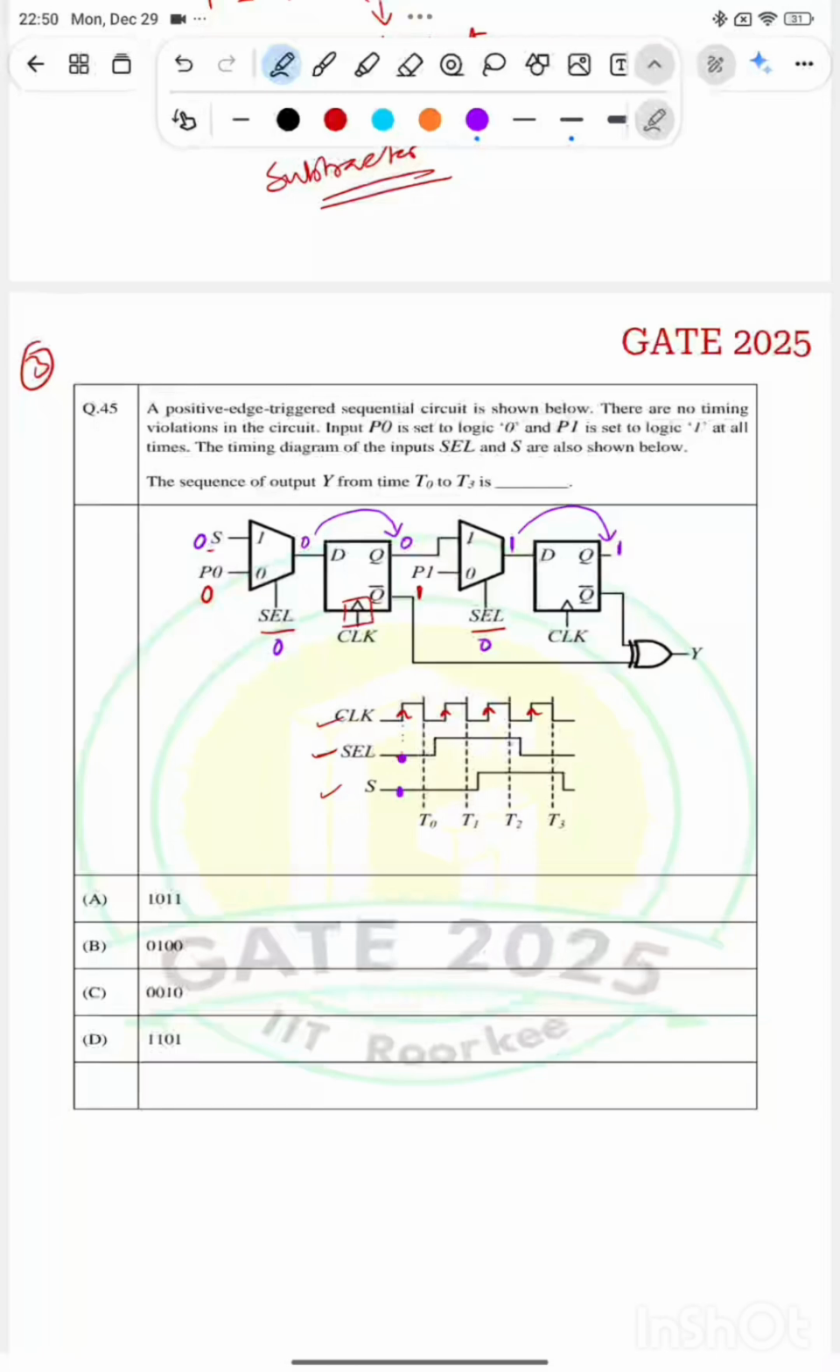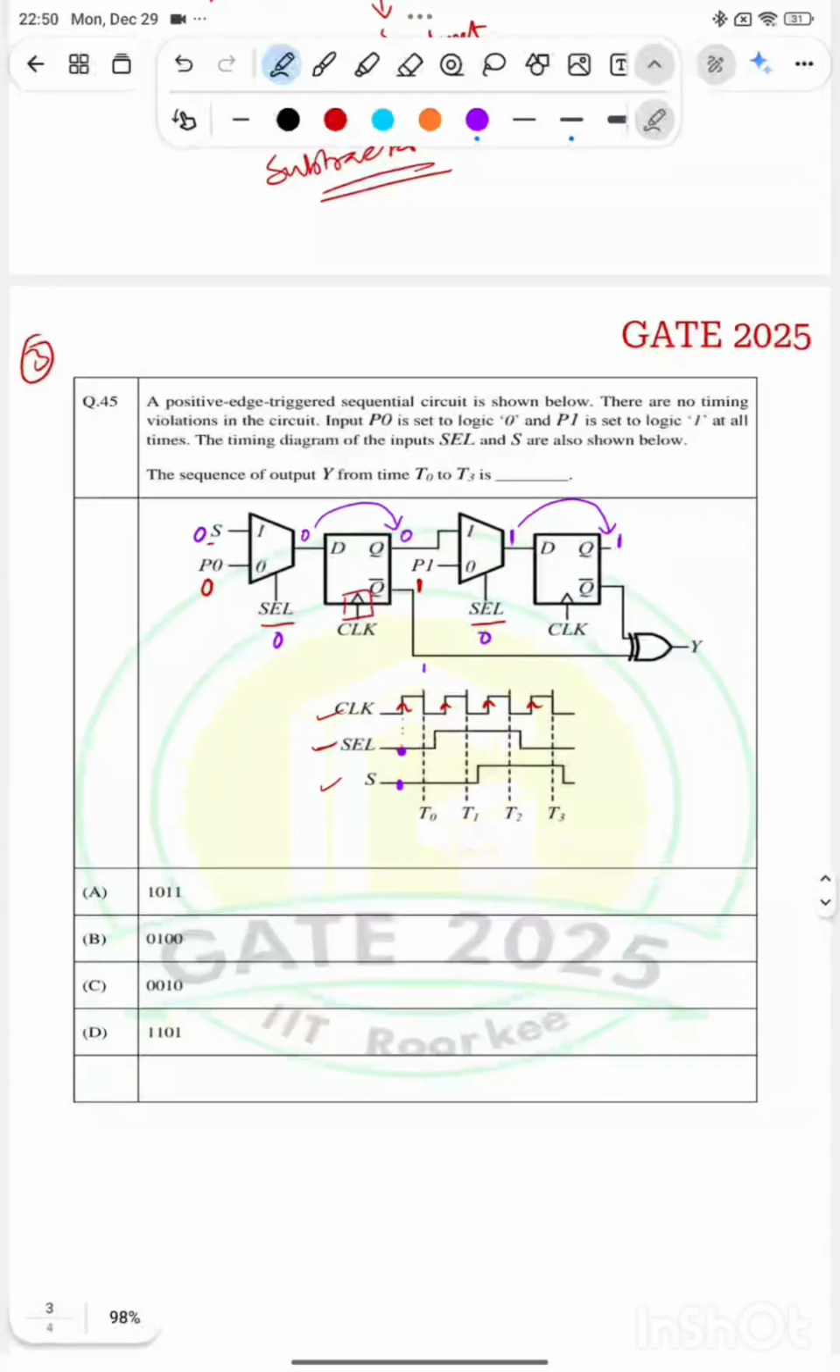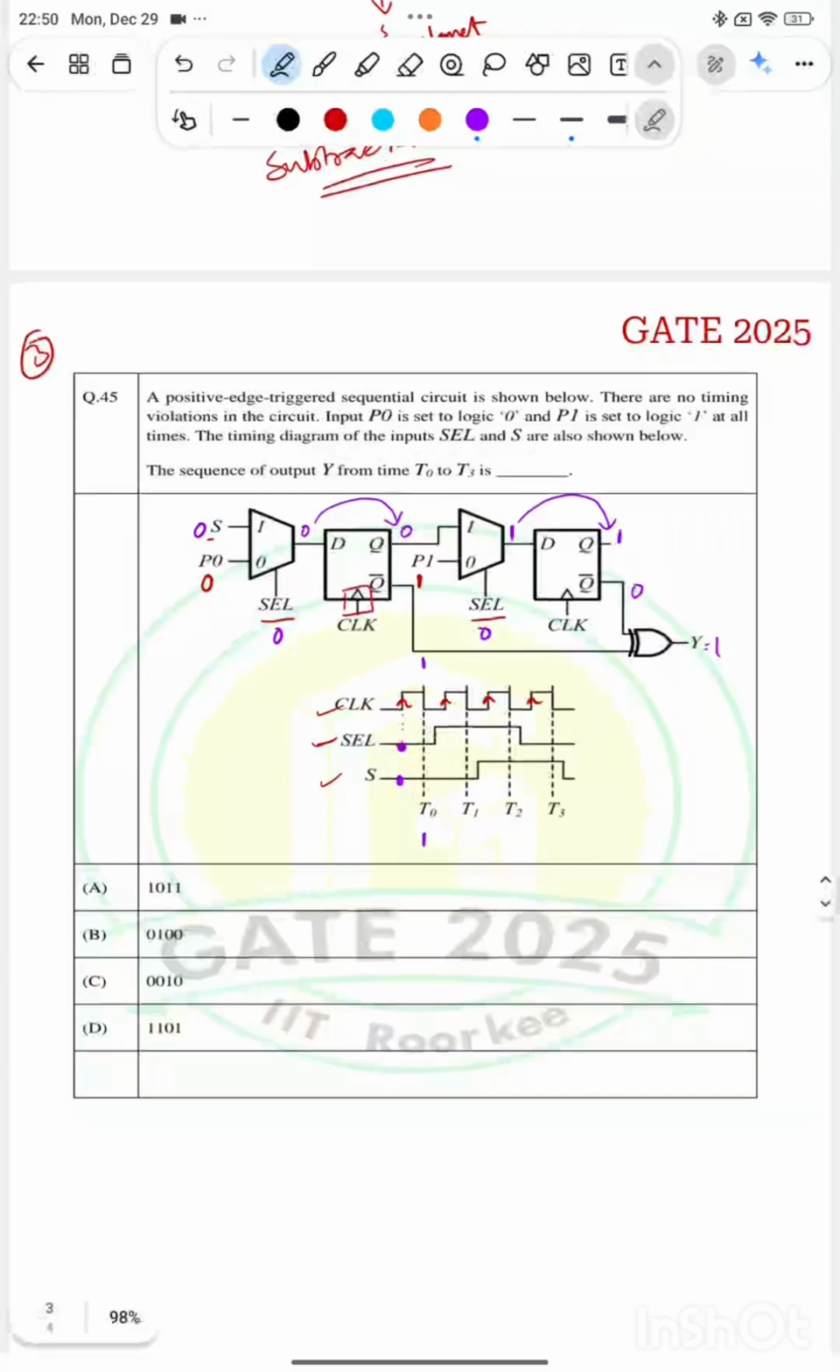And so what happens here, Q bar will be 1 and here Q bar will be equal to 0. So what will be Y? Y will be 0 XOR 1 is 1. So at this T0 I will get the value 1. Because the same I will get till the next rising edge, right? Now at the next rising edge what happens?